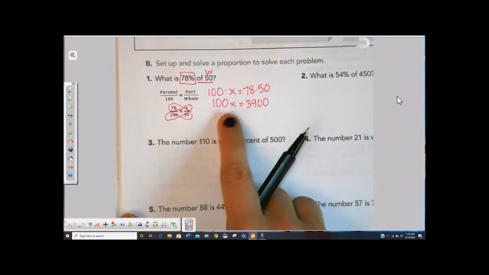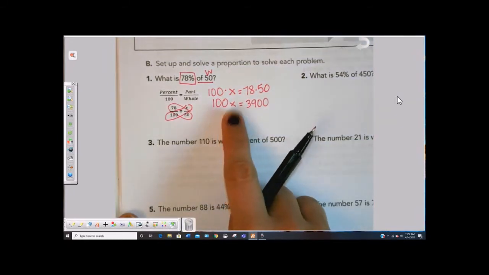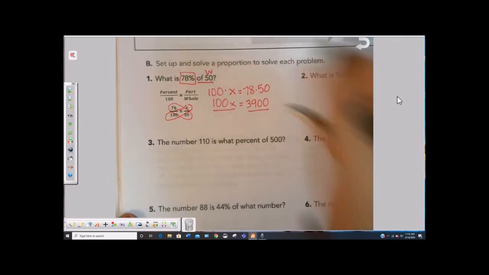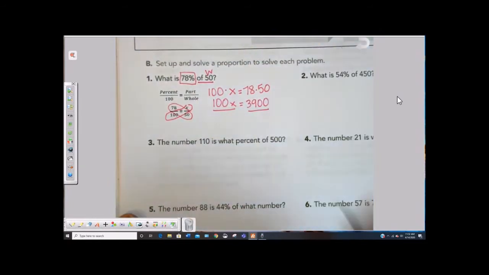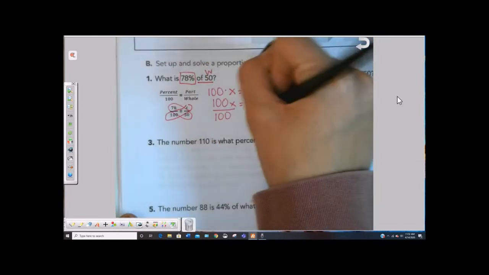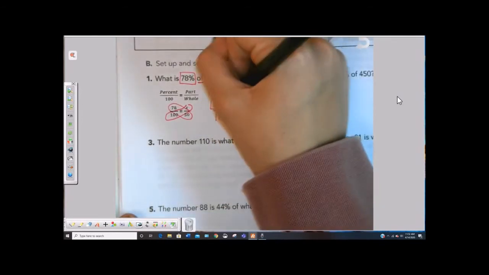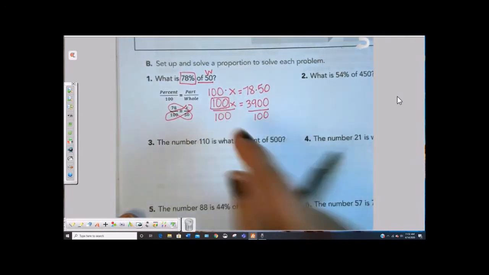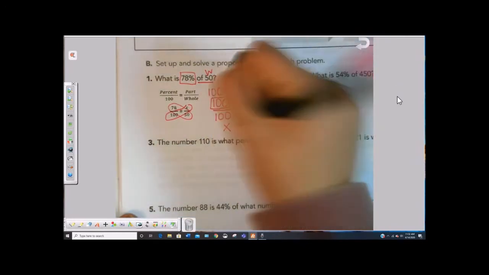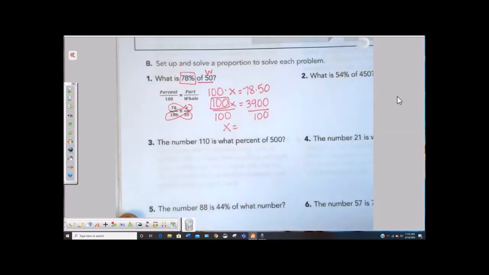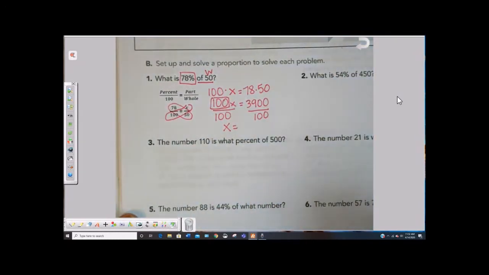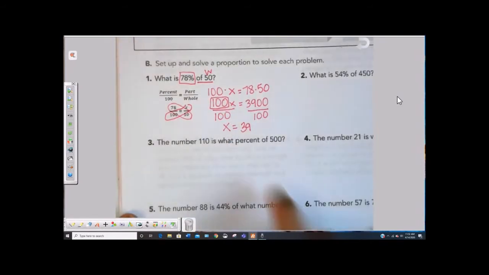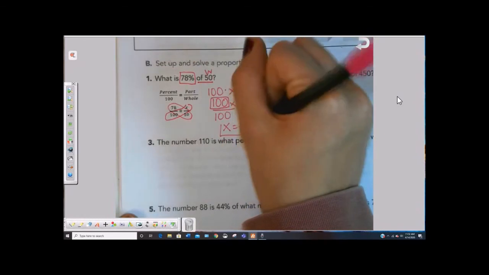In order to get x by itself, we're going to do the opposite of multiply, which is to divide. And remember, you show division as a fraction. And we're going to divide by 100. 100x divided by 100 is x, or 1x, which equals 39, because 3,900 divided by 100 is 39. So your part is 39.